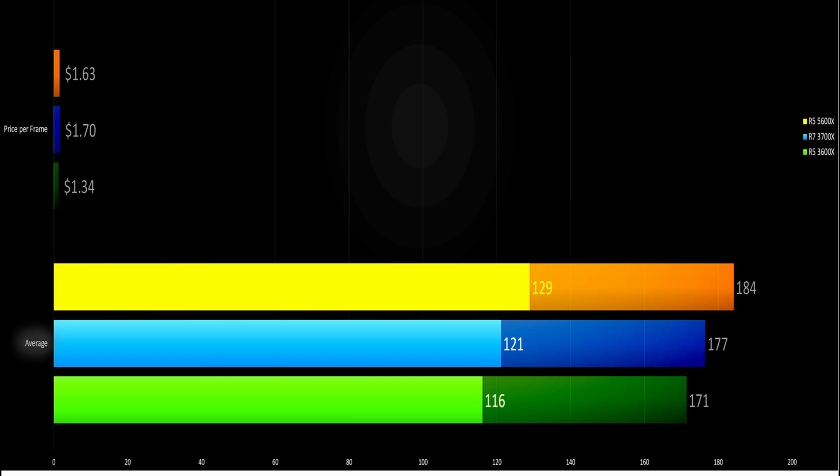It also significantly affects the most important numbers on all of these charts, and that's the cost per frame of these CPUs. And yes, the 3600X is the best price to performance processor on the list, but that's only because the price has been reduced to about $230. But I'd call the 5600X the winner here, as it comes in at under the cost of the older 3700X.